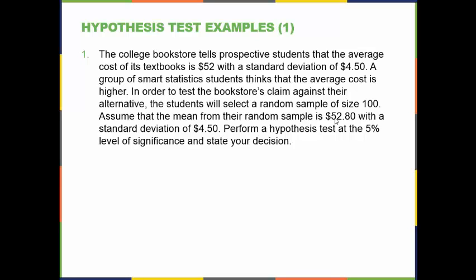College Bookstores tells prospective students that the average cost of its textbooks is $52 with a standard deviation of $4.50. A group of smart statistics students thinks that the average cost is higher. In order to test the bookstore's claim against their alternative, the students will select a random sample size of 100. Assume the mean from the random sample is 52.8 with a standard deviation of 4.5. Perform a hypothesis test at the 5% level of significance.